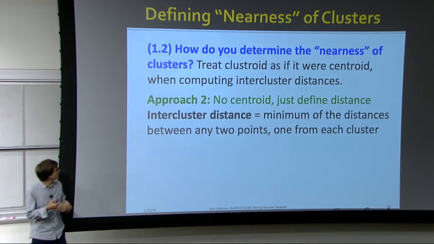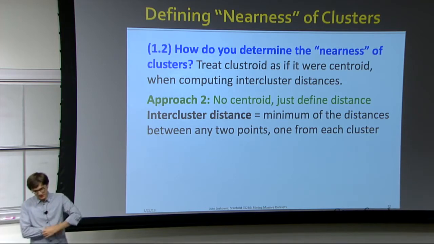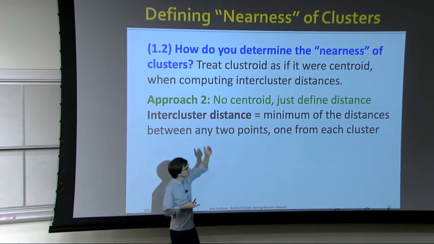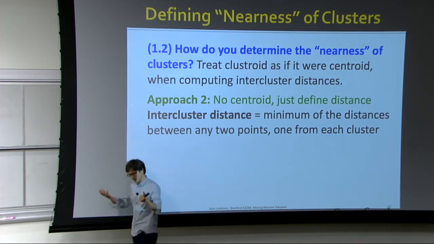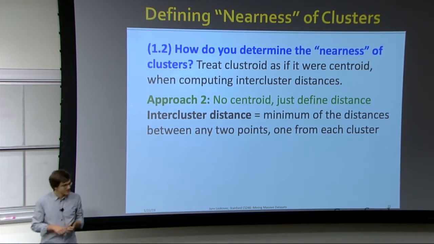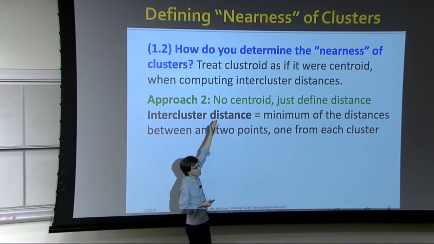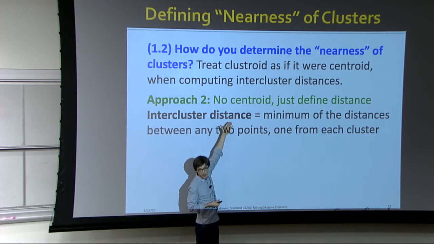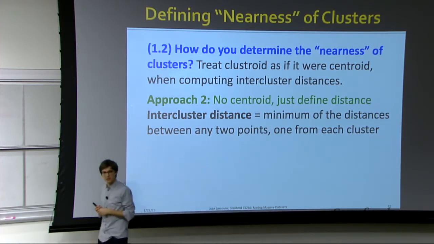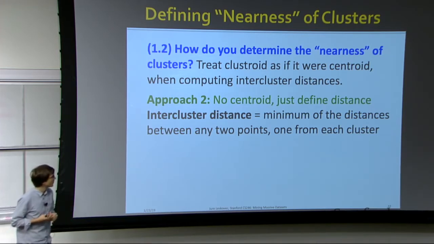Now, we need to answer the second question, which is how do we determine the distance between two clusters? What I suggested is to treat the clustroid as if it were a centroid, so that the distance between two clusters is the distance between their centers. That's one option. You can be fancier and say, oh no, I won't represent the cluster by one data point, the clustroid, but I'll just somehow define the distance between two clusters and represent a cluster as truly all the data points that belong to it.